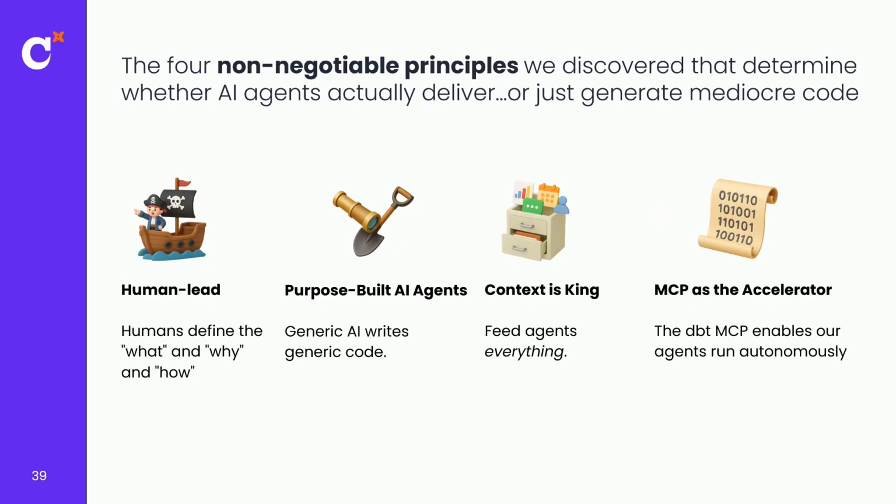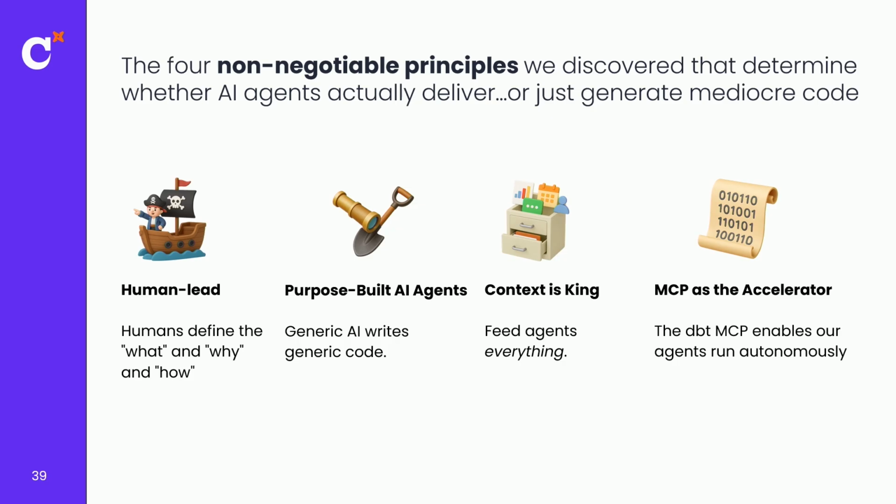The 4 non-negotiable principles that we learned along the way of whether AI agents are actually going to build high-quality production-grade code or just slop AI code that we all have seen. First, it needs to still be human-led. Our human experts are defining the what, the why, and the how of what we want built. The AI agents are just executing on our ideas. I still believe that humans are the experts until the AI overlords take us all over. I still think we need to remain in the driver's seat and have those checkpoints along the way.